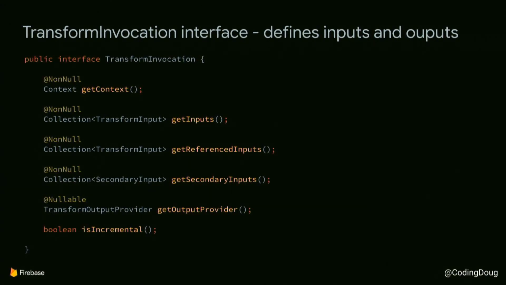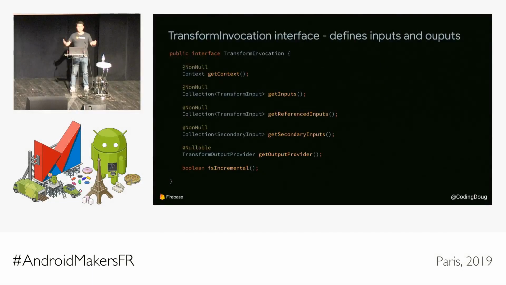I need to know what they are. And there's this thing called an output provider, which says, well, when I change them, I want to write them out somewhere. Where do I write them? The output provider tells me where to write them. So I need to make use of all of these pieces of information in my transform.